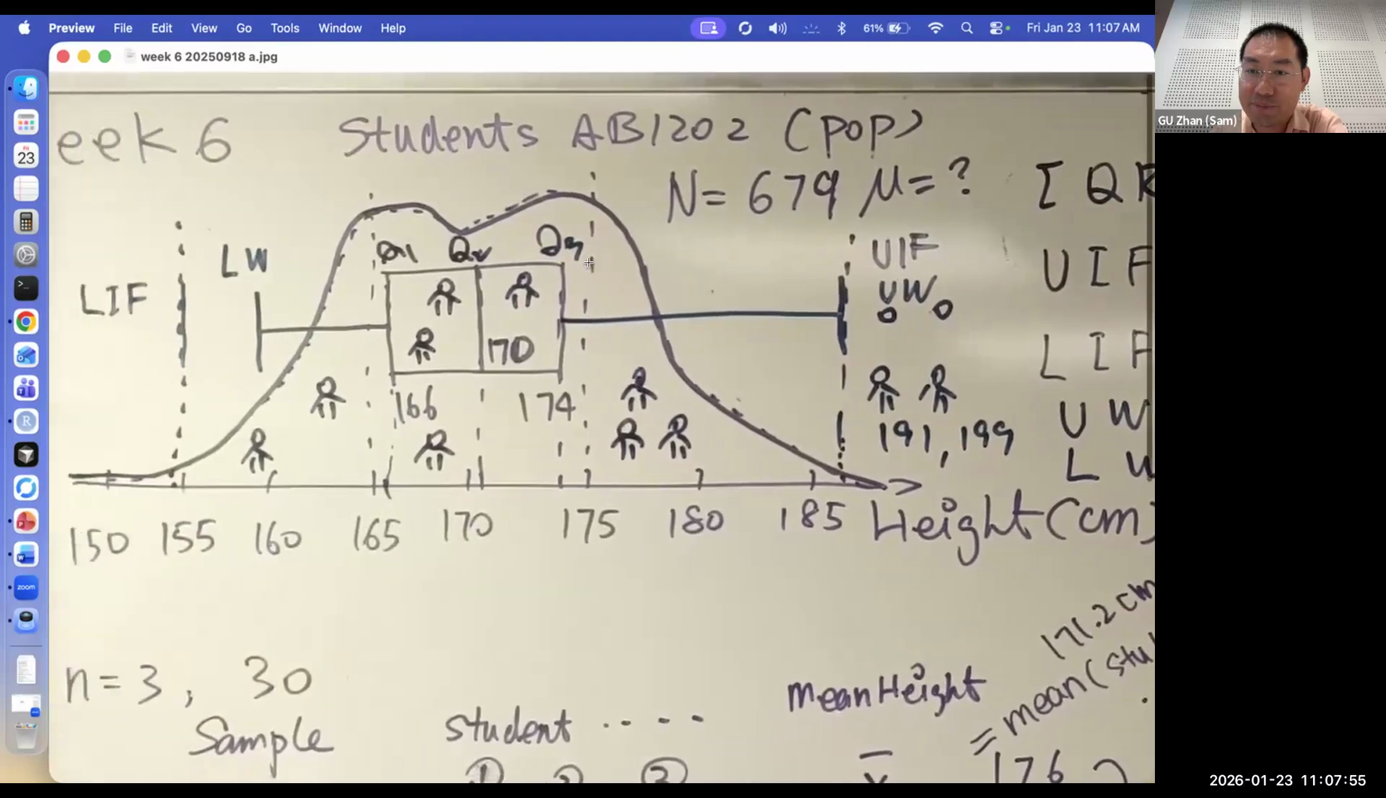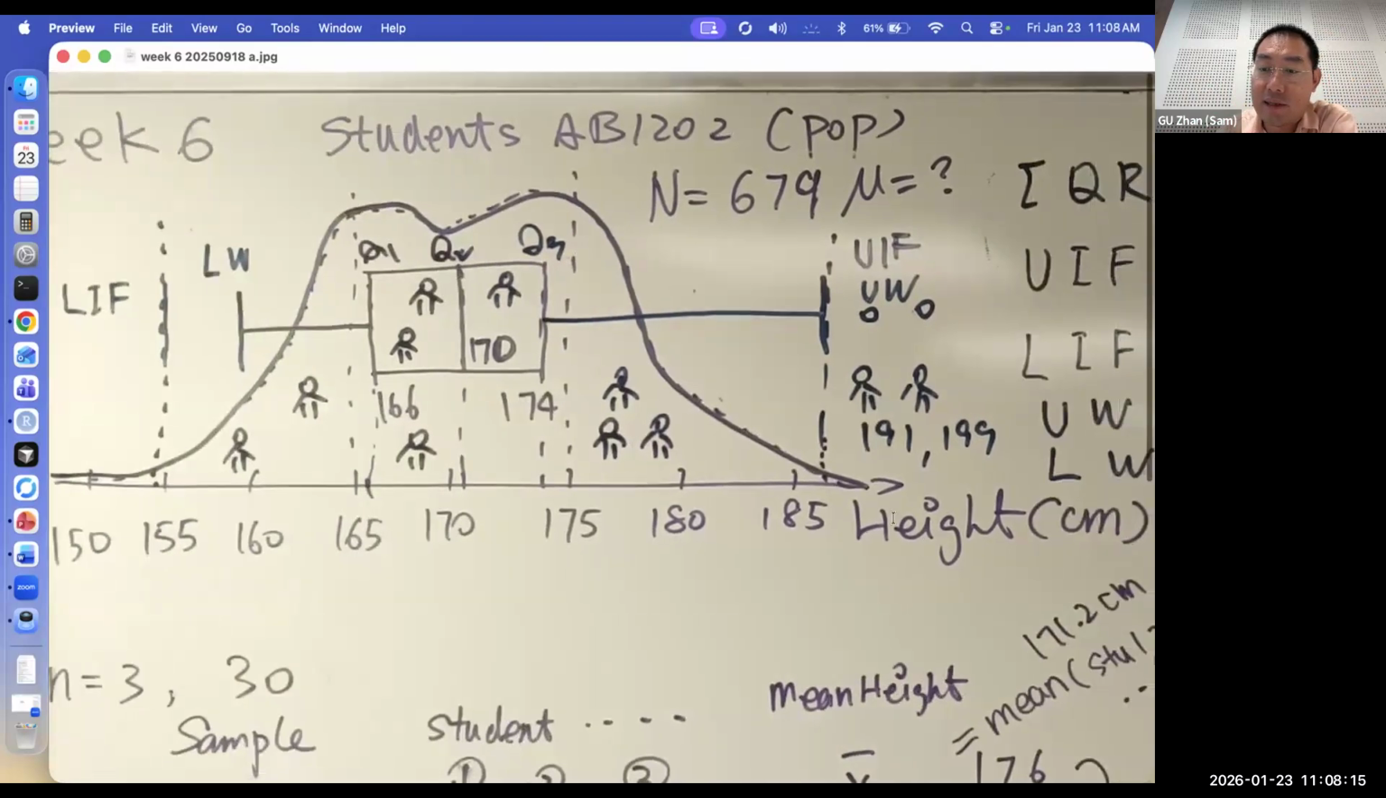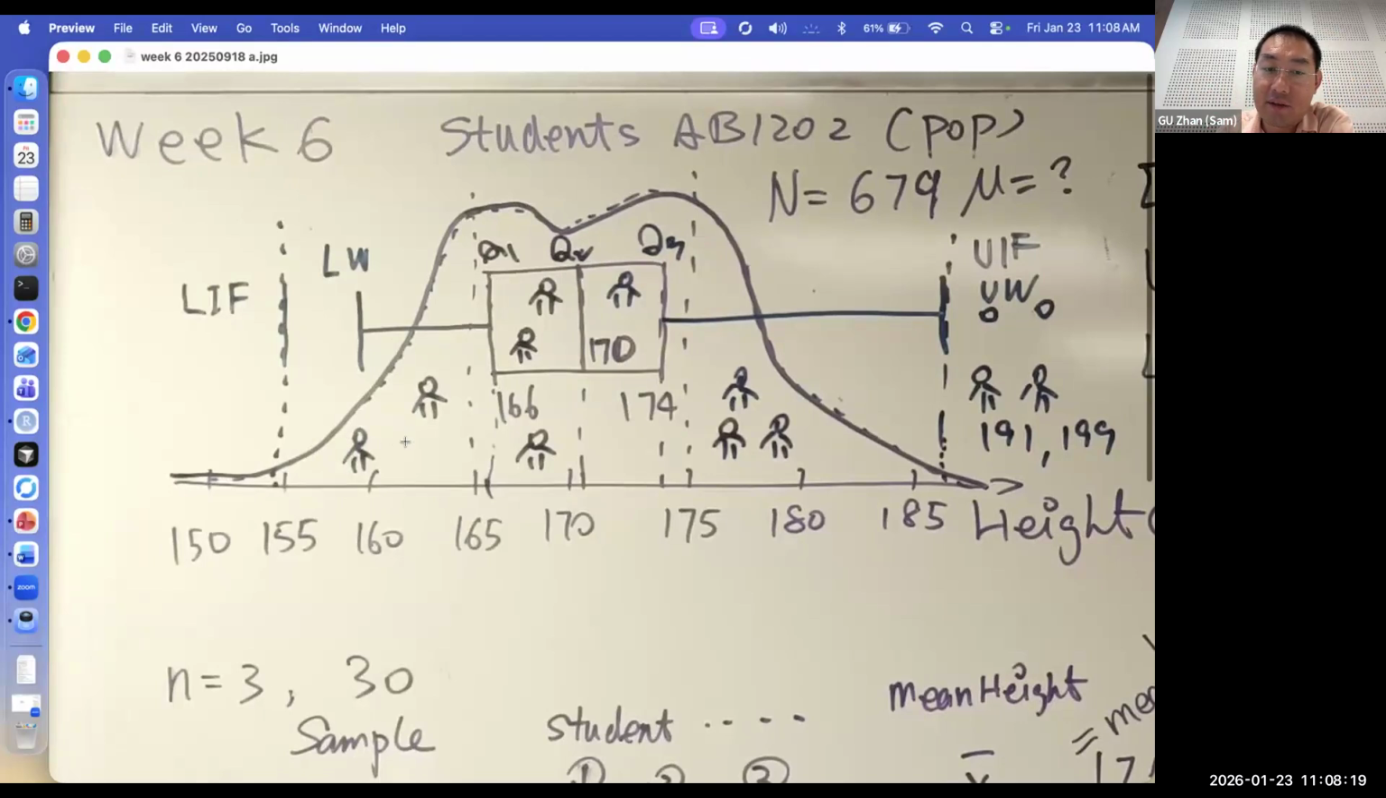So we want to find a mu value. Mu is unknown. In the meantime, we are drawing a population distribution. On the x-axis, the random variable is the height of the individuals, from 150, 155 till 185, 190, and 200 centimeter. So there are individuals here.